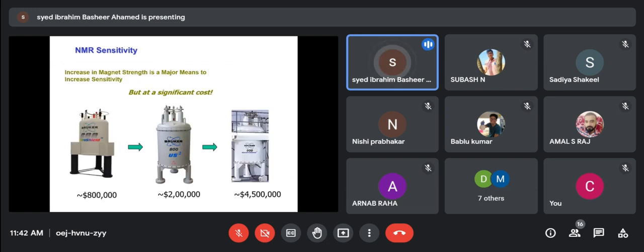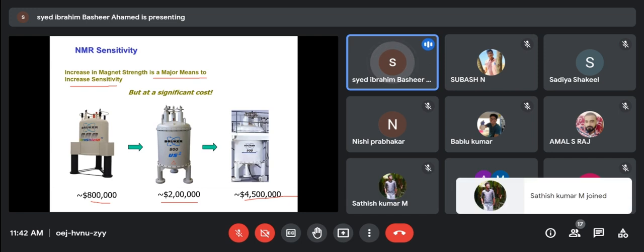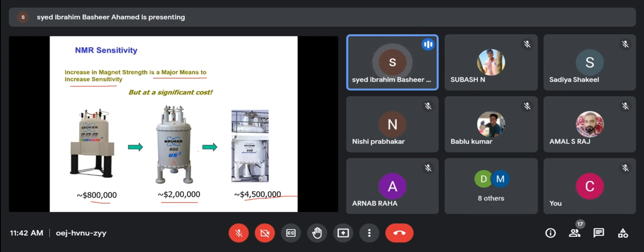Increasing magnetic strength is a major means to increase the sensitivity. You can see how much you have to spend as well. This one is 900 megahertz, this is 800 megahertz, and I guess this is 600 megahertz. As a result, you have to spend too much money as well.